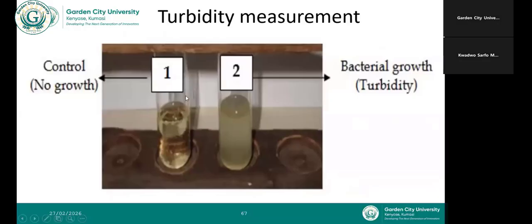So that's the turbidity measurement I was talking about. The first one is having no growth, but if there is growth, it changes to turbid broth. So it becomes cloudy. Another way to also see if the organisms are growing is that when you open this, you have a bad smell compared to the first one that has no growth in it. But you can just look at it from the point of turbidity without opening it.